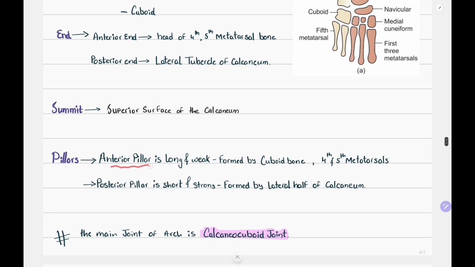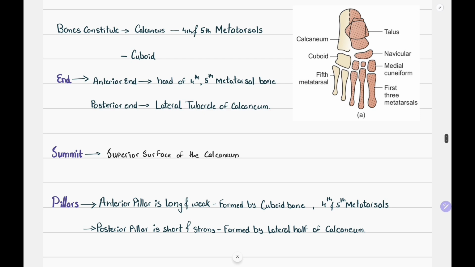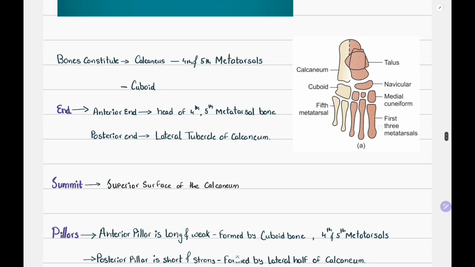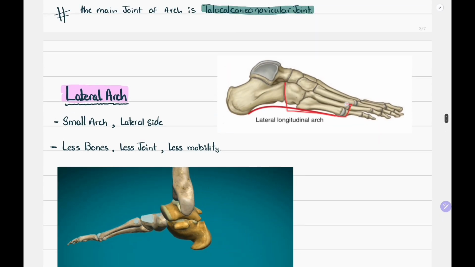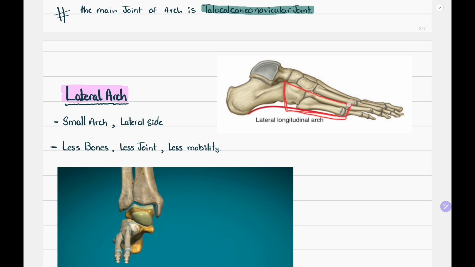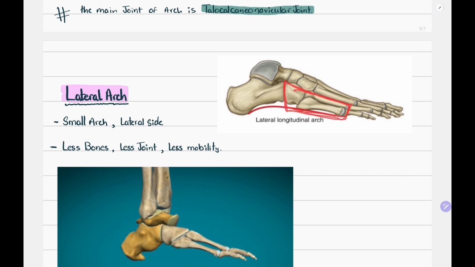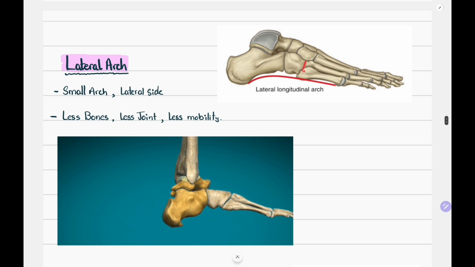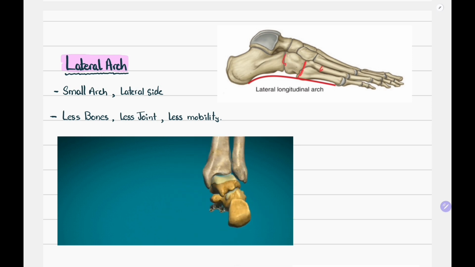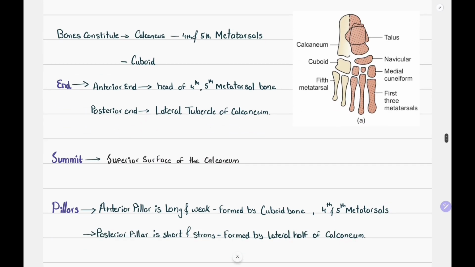So the anterior pillar is long and weak, which is similar to the medial longitudinal arch. It is formed by the cuboid bone and fourth and fifth metatarsal. This is our anterior pillar formed by fourth and fifth metatarsal bone and cuboid bone. Since there are joints and a number of bones, it is weaker and long.